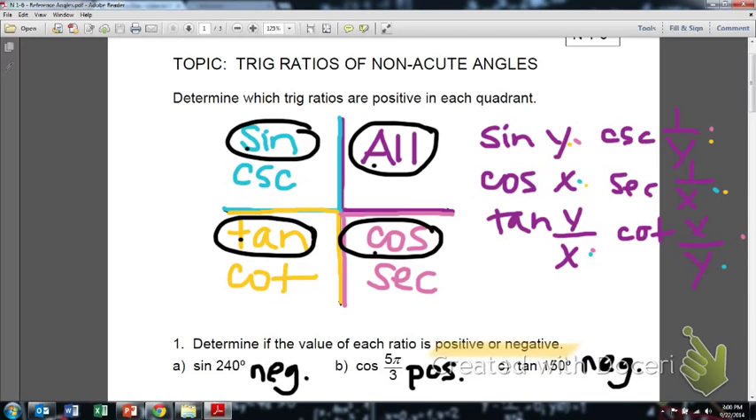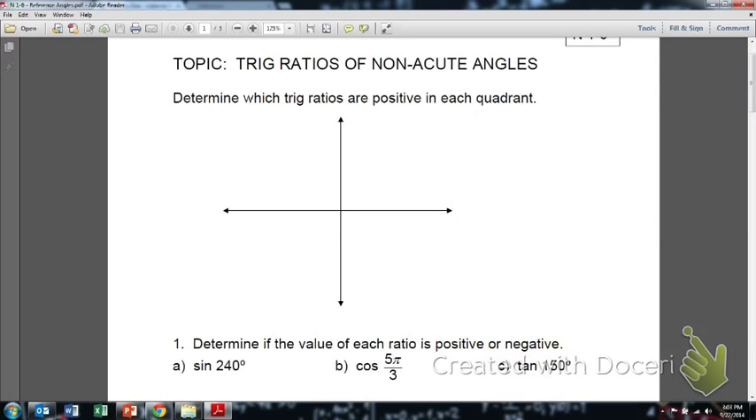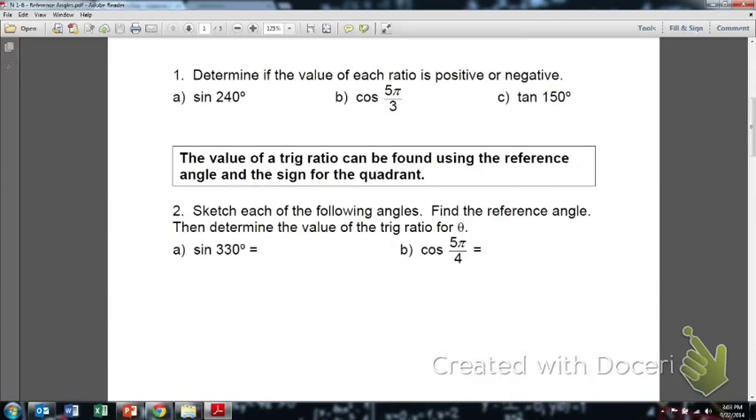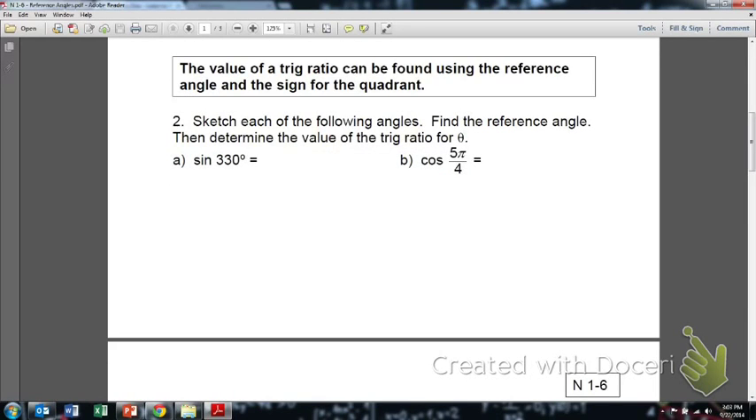Okay, so this is going to be one part of what we have to do to find trig ratios for angles in the other quadrants: being able to tell what quadrant it's in and what sign it's going to have. Okay, so now it says sketch each of the following angles, find the reference angle, and then determine the value of the trig ratio for theta. You don't actually have to sketch. What you really need to know is the reference angle and then determine the value, right?